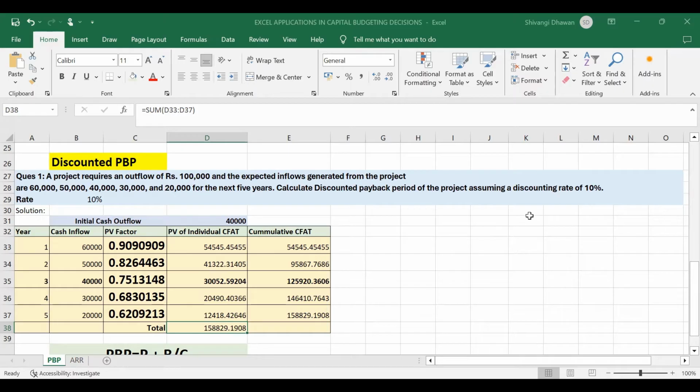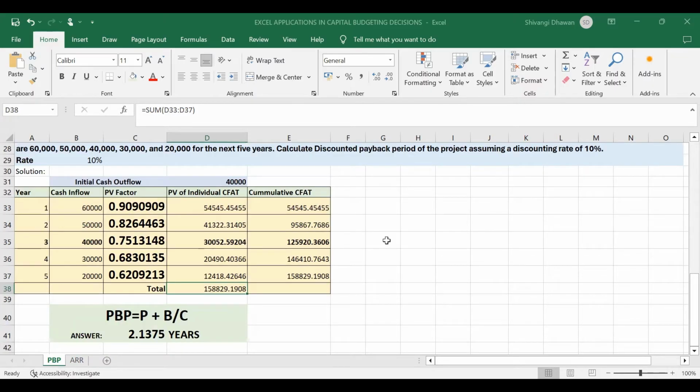The formula for calculating discounted payback period remains the same as we discussed in traditional payback period, that is PBP is equal to P plus B by C. And denominations also remain the same. But the calculation is a little different. Here we will be calculating the present value factors.